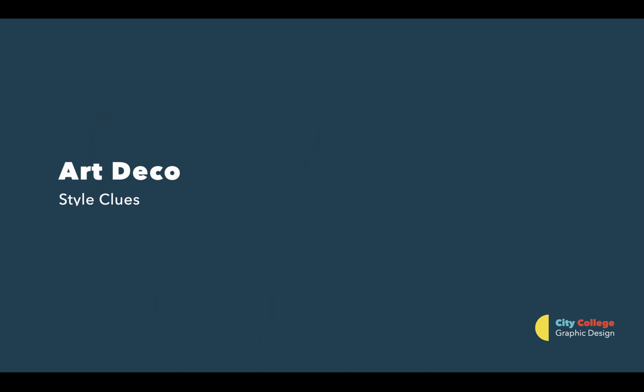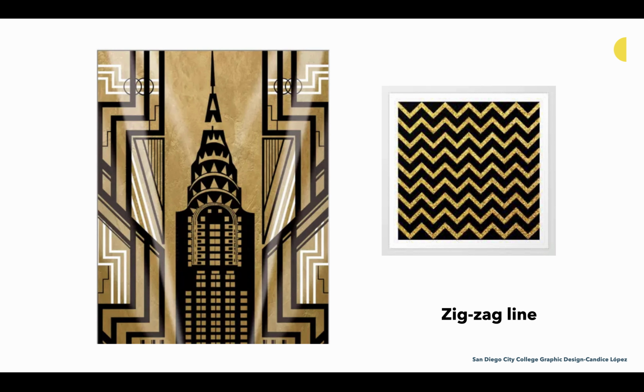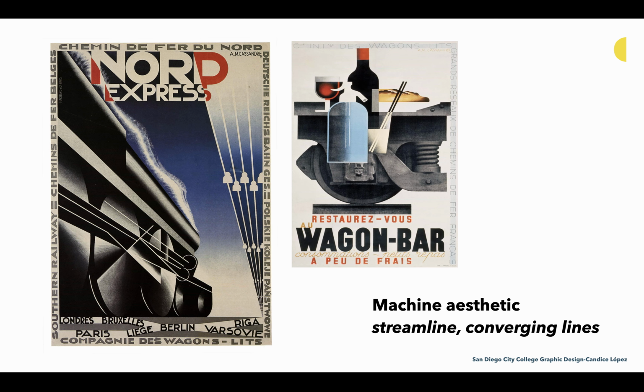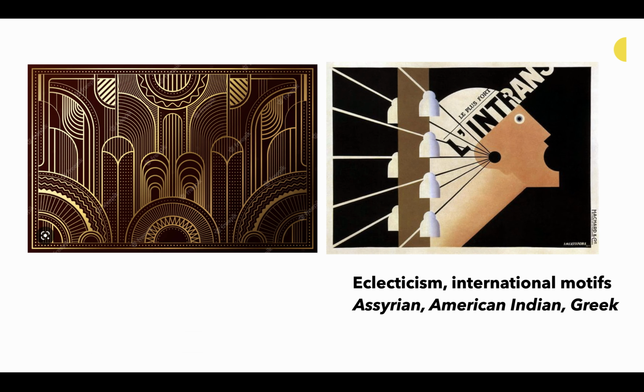Art Deco style clues are the zigzag line, which you see here, geometric shape, so you see how this face is reduced to geometric forms, a machine aesthetic, streamline and converging lines. Look how that train by M. Cassandre is streamlined. There's eclecticism with international motifs that could be Assyrian, American Indian, or Greek.